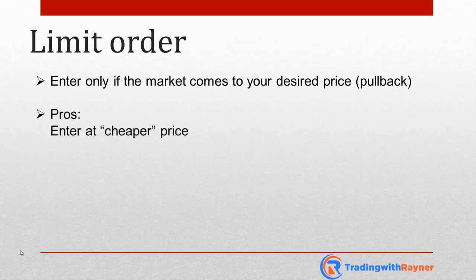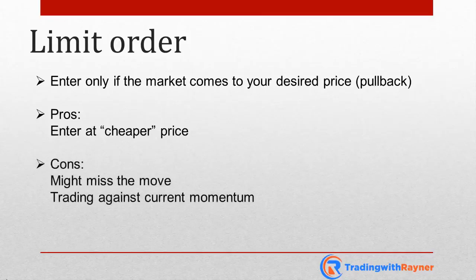So the pro of this approach is that you're typically entering at a cheaper price. You let the market come to your price level. The downside of this approach is that you might miss the move because Apple might not come back to $100. It might go up to $150, $200, and hey, you missed the boat, man. The other downside is that you're actually trading against the current momentum, because if you think about this, as the market fills you on the trade, you're actually trading against that down move. So that might be something that you want to be aware of as well.